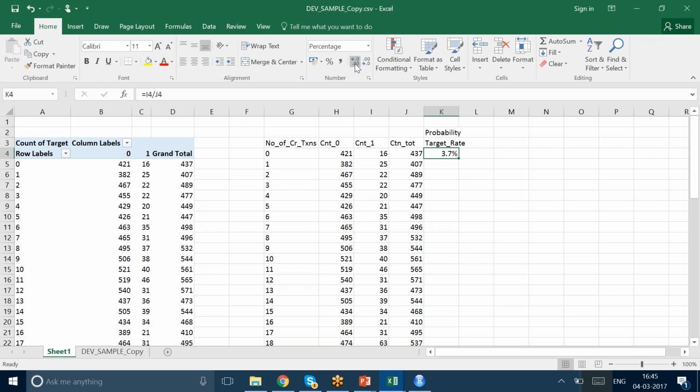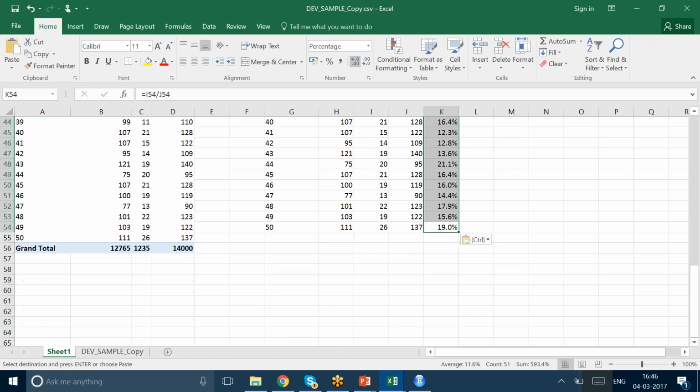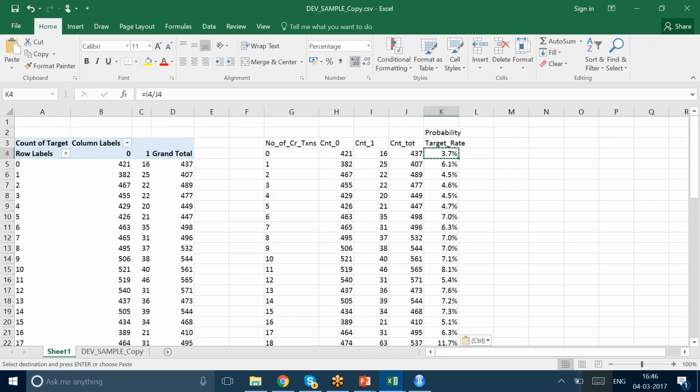Now, in the set of customers who have 0 transactions, and I have given you demographic variables and some behavioral variables, in the segment where the customers have 0 transactions, how many customers have taken personal loans? 16 customers have taken. How many customers are there in that segment? 437. So what is the response in the segment which is 0? It is 16 divided by 437. Likewise, can I compute the response rate? Okay.